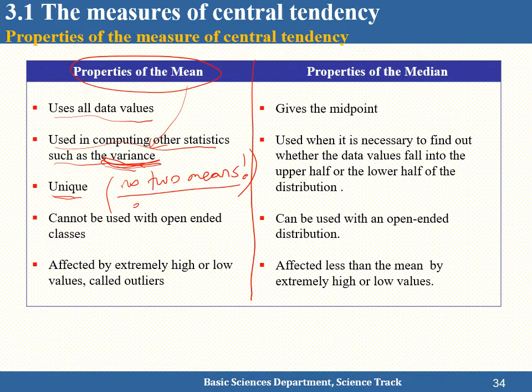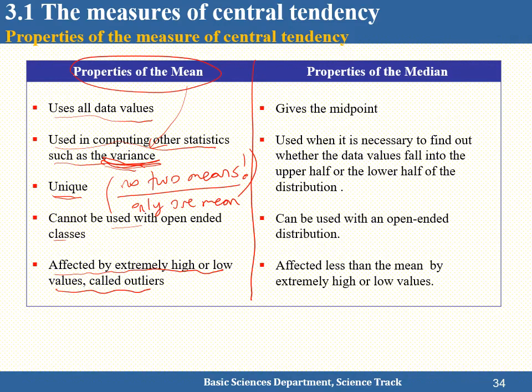Sometimes in mode, for example, we have more than one mode. The mean cannot be used with open-ended classes and is affected by extremely high or low values called outliers. So this is important.